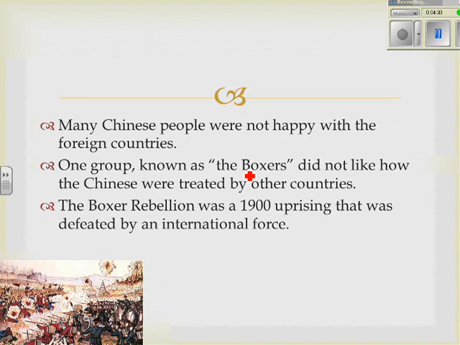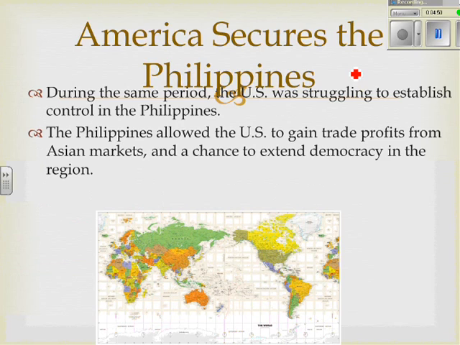But it kind of lets you know that the people in China, not all the people in China, are definitely not happy with the foreign intervention.